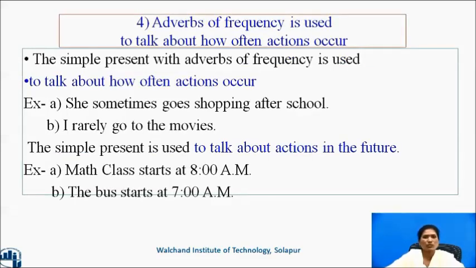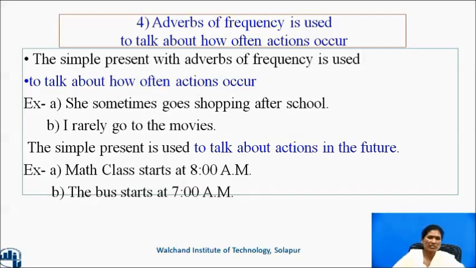Simple present with adverbs of frequency is used to talk about how often actions occur. That is frequency of time, frequency of happenings. For example, she sometimes goes shopping after school. I rarely go to the movies.